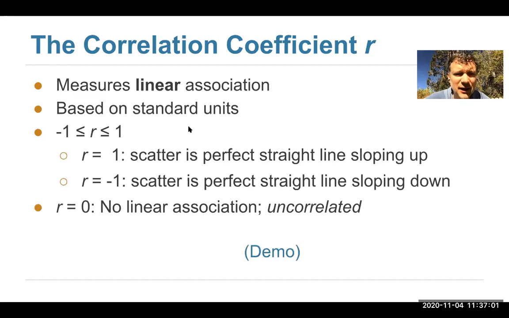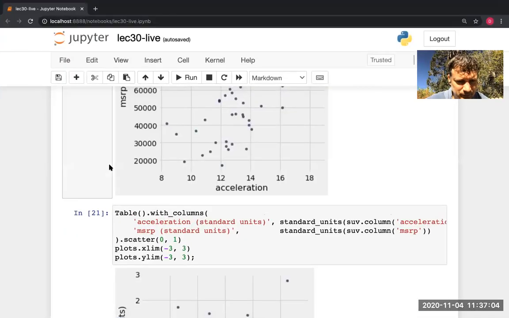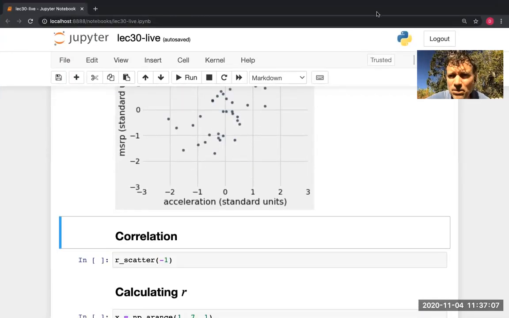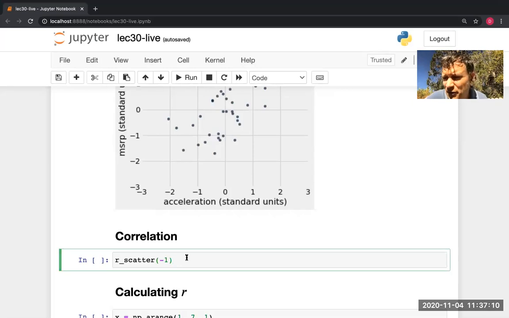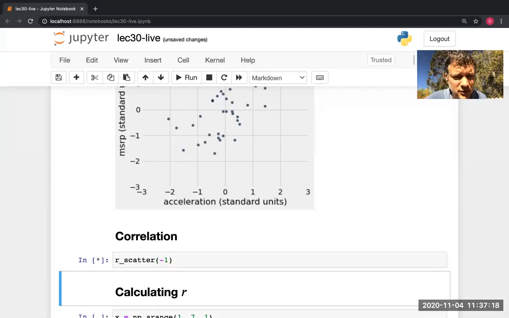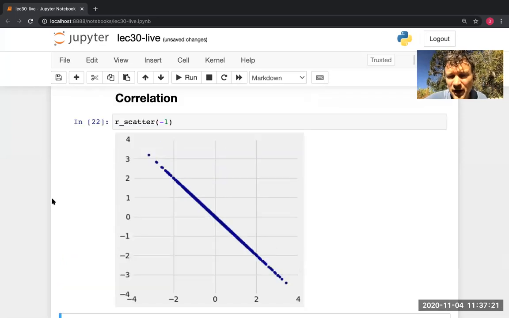All right. So let's look at how this works. Let's do a demo. I wrote some code here that will generate a scatter plot of points that have a particular value for R, a particular value for the correlation coefficient. So here would be an example of some points that have a correlation coefficient of -1. You can see that's a linear association. It fits to a line that has a downward slope, and the points are essentially all on that line. So it's a very, very strong association, very strong correlation. All right, so R is -1.